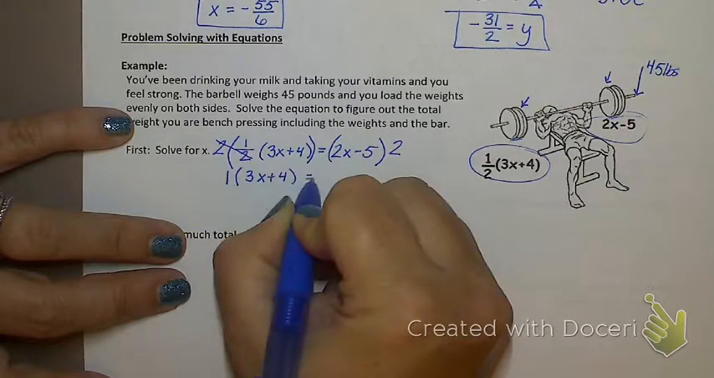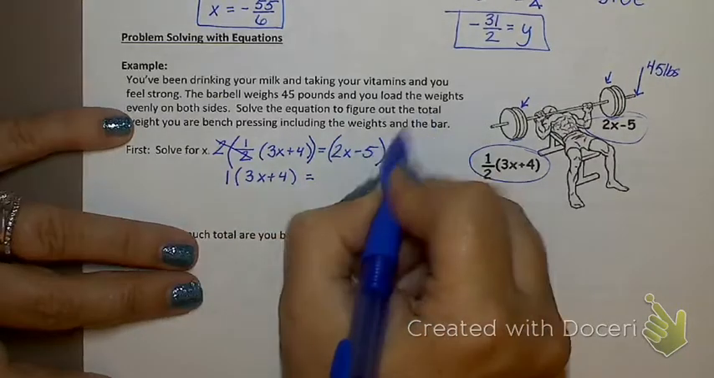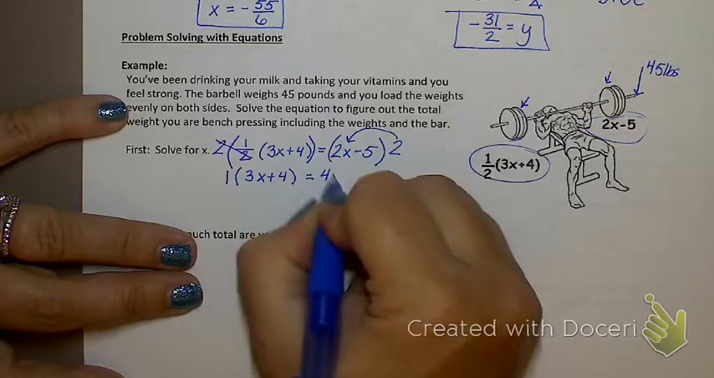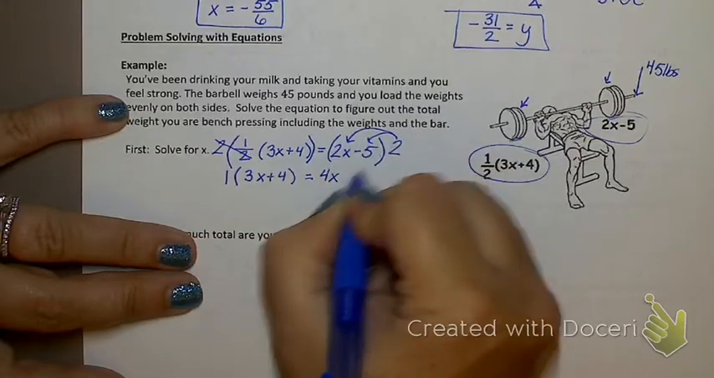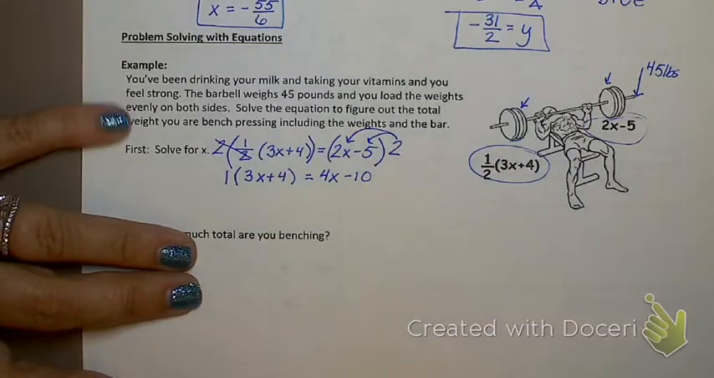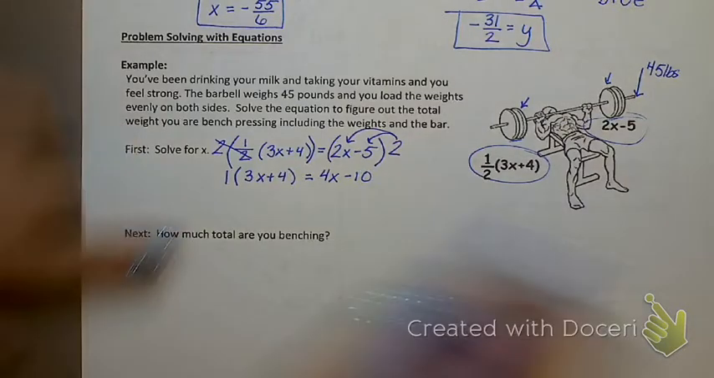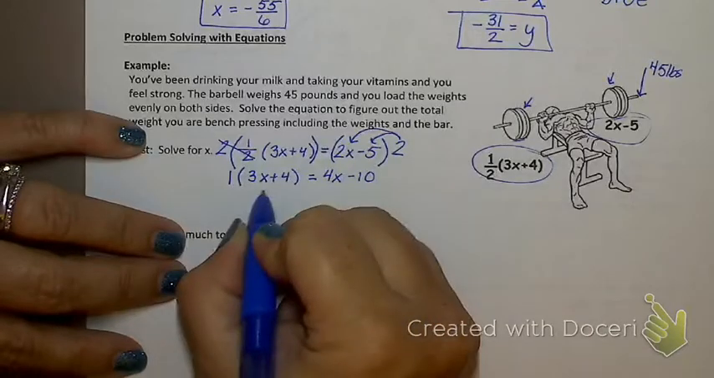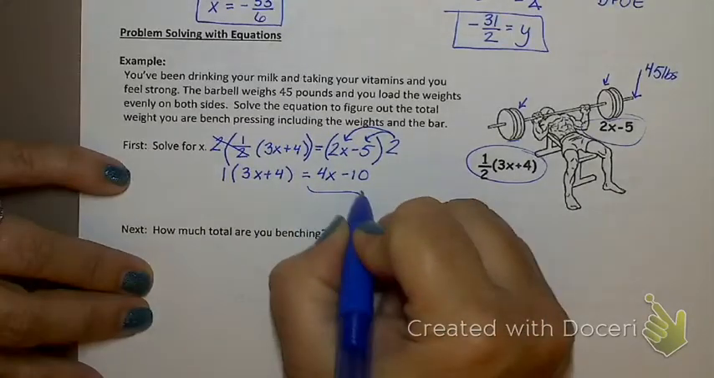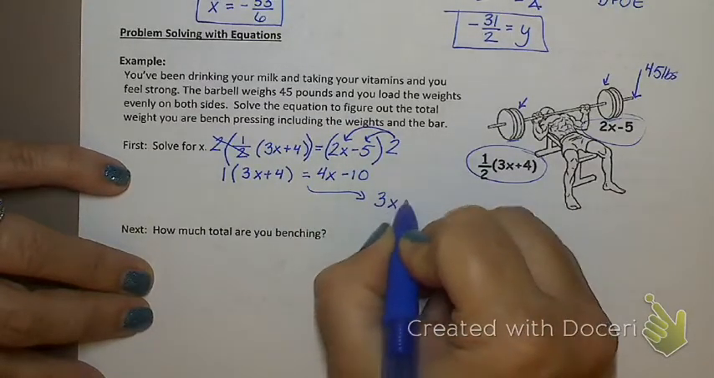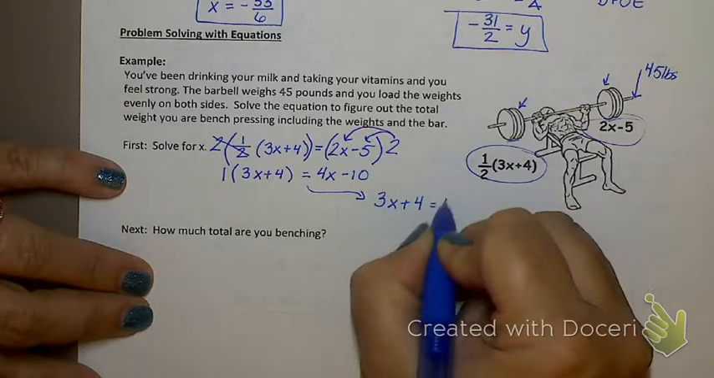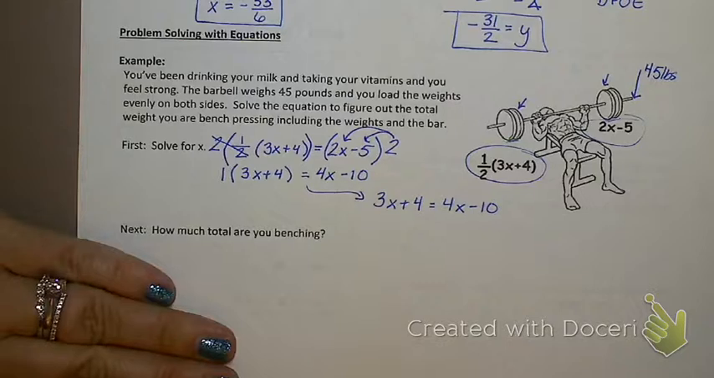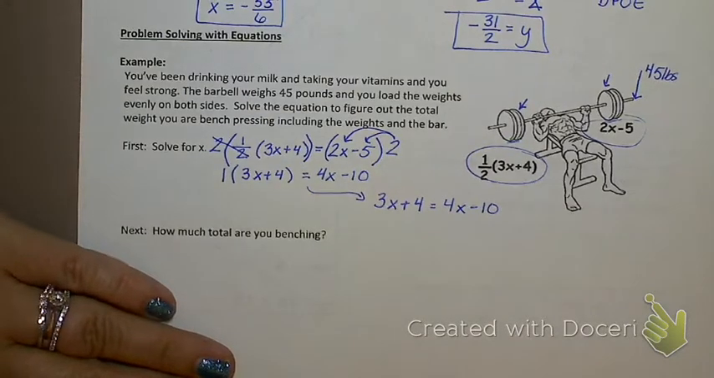And over here I have 4x minus 10. Yeah? Distributing a 1, is that going to do anything? No. So I really just have, I'm going to write it over here so I don't run out of room. 3x plus 4 equals 4x minus 10. Right? Okay, what should I do next?